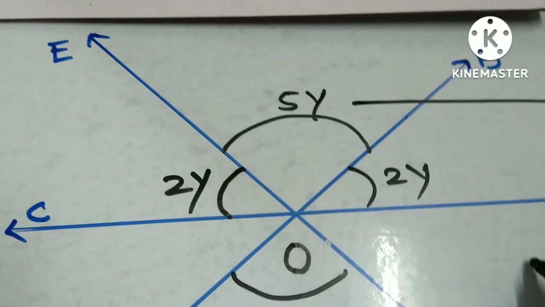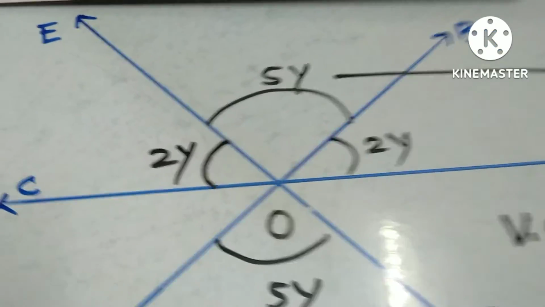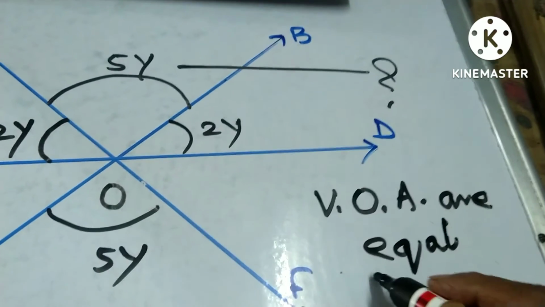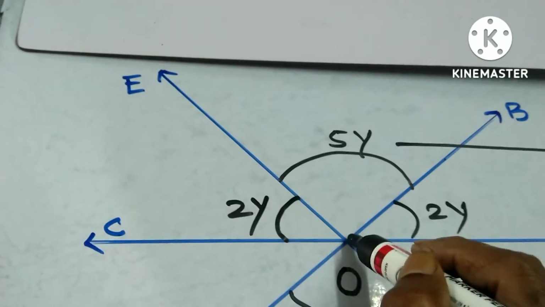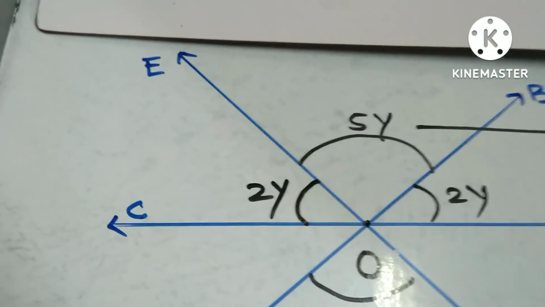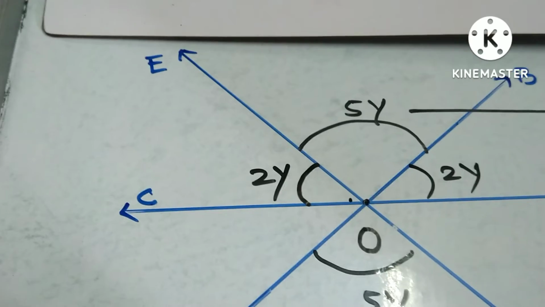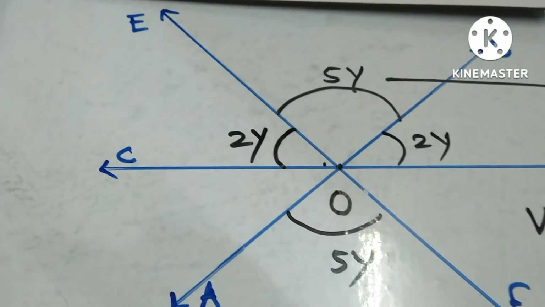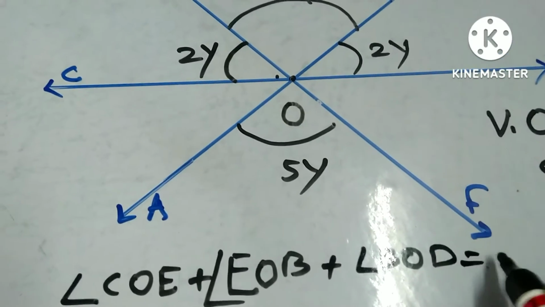Can you tell? Vertically opposite angles are equal. So you find all the three angles made on a point O on the same side. So theorem 1 says angle COE plus angle EOB plus angle BOD is equal to 180 degrees.